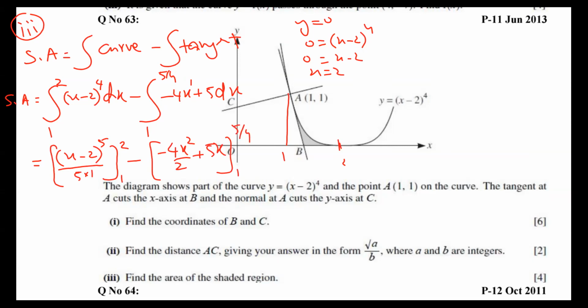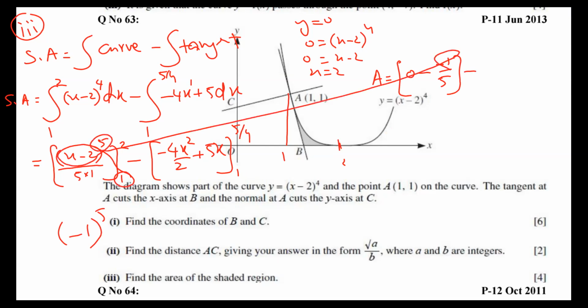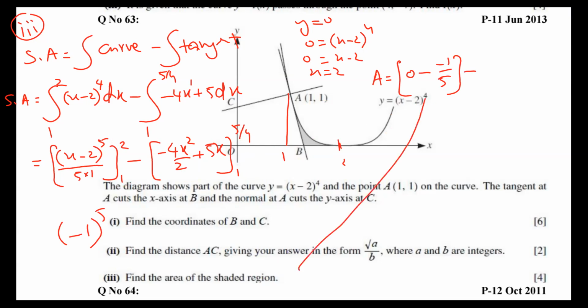A lot of patience is required to solve this kind of question. I'm writing on the right hand side, SA, or just writing area. This first part I can plug in directly, no problem. When I plug in 2, 2 minus 2 is 0, and 0 over 5 is 0. When I plug in 1, 1 minus 2 is minus 1, and minus 1 to the power 5 gives minus 1. So minus 1 over 5. This is done. I repeat again: first I plug in 2. When I plug in 1, I get minus 1 to the power 5, which is minus 1, and this 5 comes from here. And this is the formula of the minus.